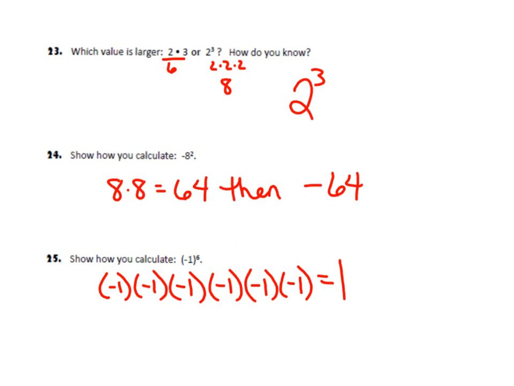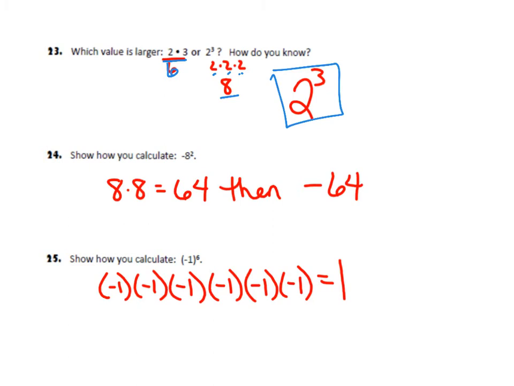Number 23, which one is larger? So I did them. 2 times 3 is 6. 2 to the 3rd power, 1, 2, 3 times. 2 times 2 is 4, times 2 is 8. So 2 to the third power is larger.